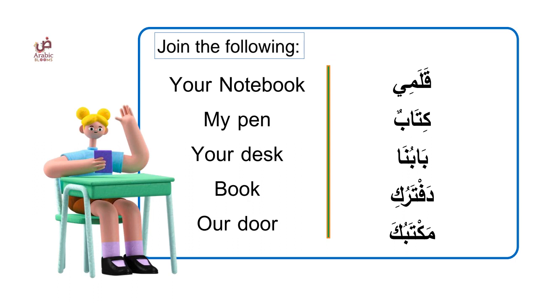Now let's join. قلمي means my pen. كتاب, ending with tanween, means any book, a book. بابنا, bab means door, and this na means our door.